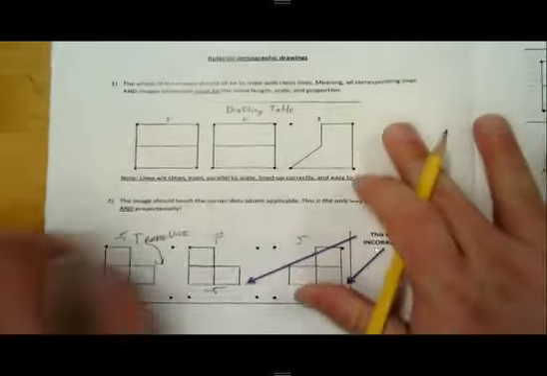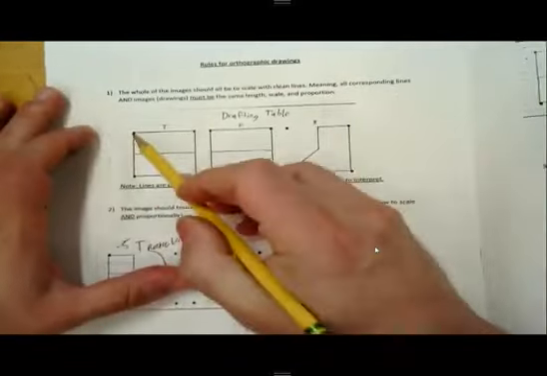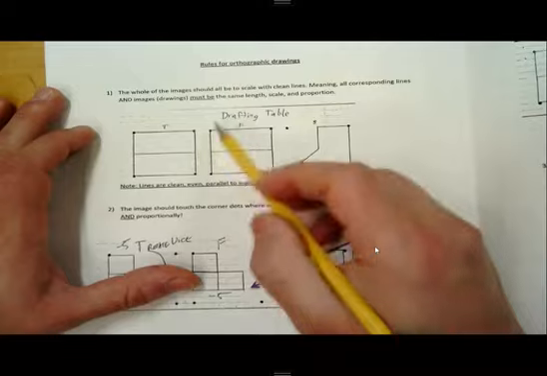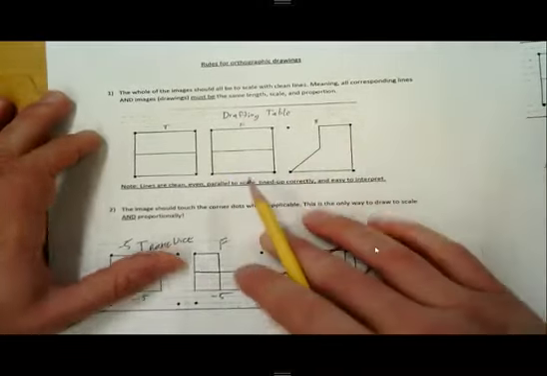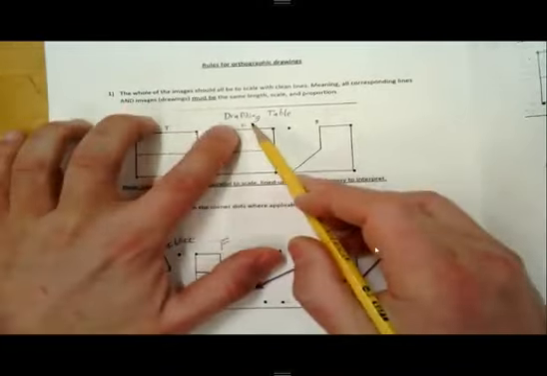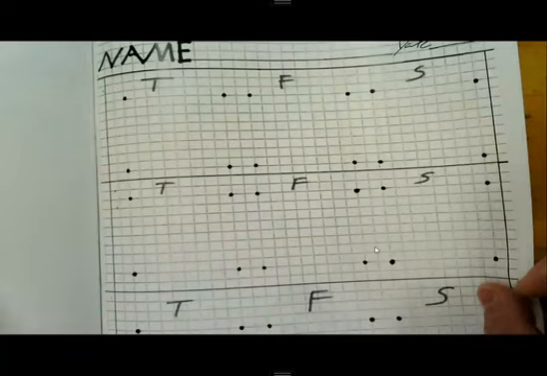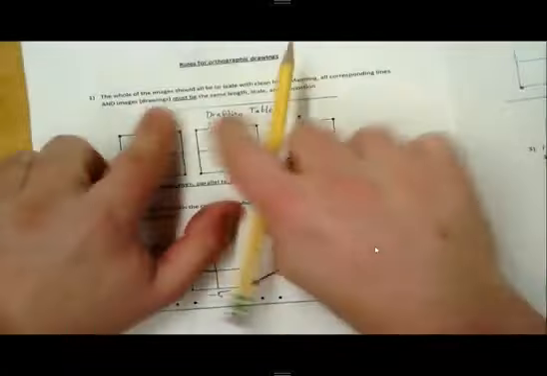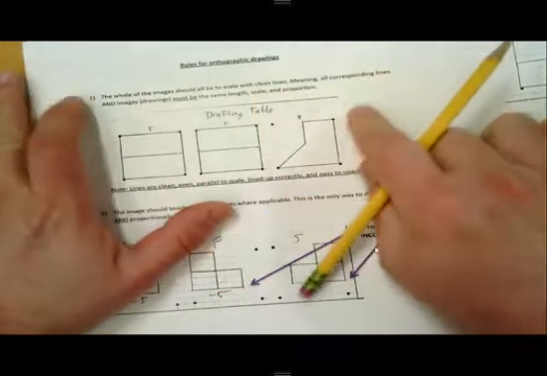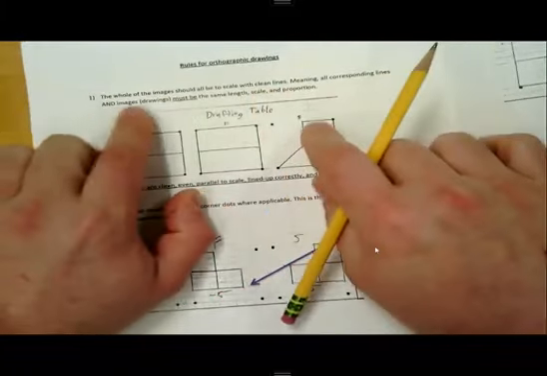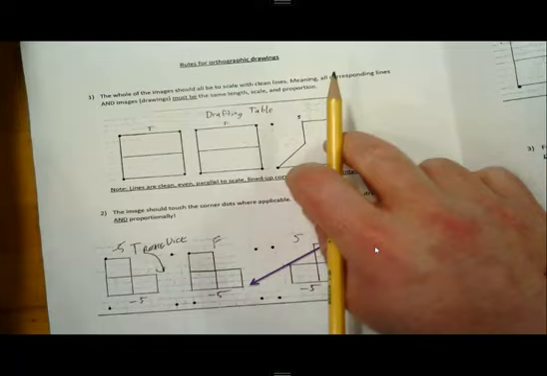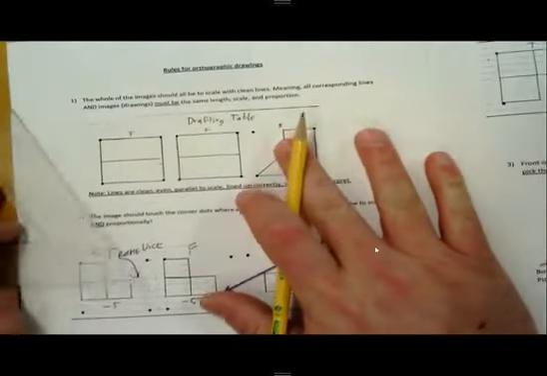When we do this, if you look here, I've got four images, or four dots, excuse me. This is the top T, this is the front F, and this is the side S. It's very similar to the paper that I just showed you before: top, front, and side. The whole of the image should be to scale with clean lines, meaning all corresponding lines and images, that's the drawing, must be the same length, scale, and proportion. So what do all those fancy words mean?